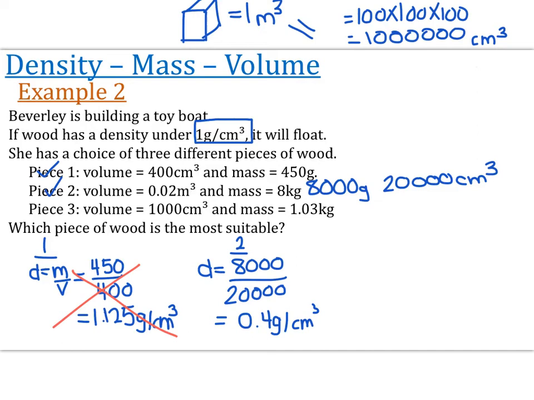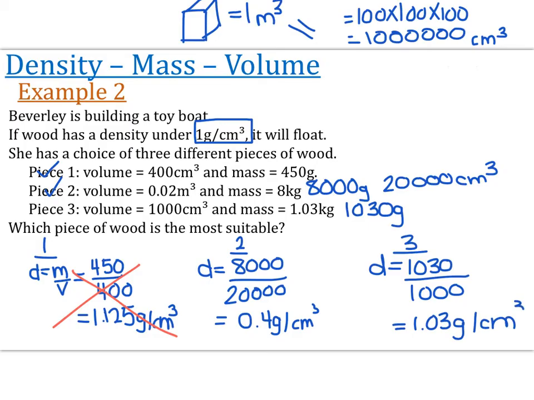The volume is in centimeters cubed, and the mass is going to be 1,030 grams. So piece 3, the density here is mass divided by volume. So the mass is 1,030 divided by the volume, which is 1,000, which is going to give us 1,030 divided by 1,000, a lovely answer of 1.03.